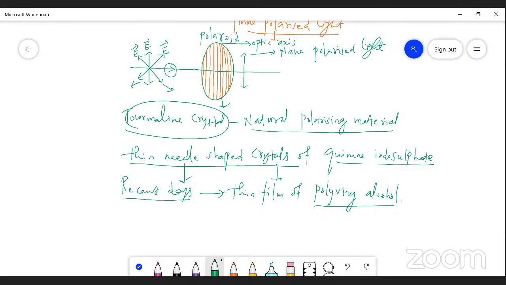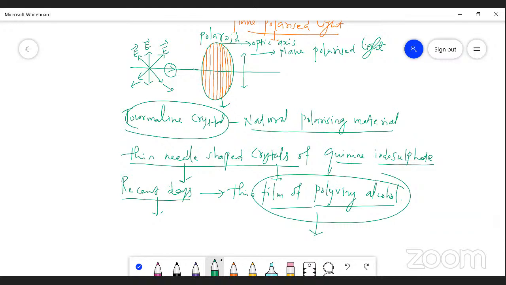So in recent days, we make a Polaroid by using thin film of polyvinyl alcohol, which transmits more plane polarized light. The emergent light from these Polaroids produces more intense plane polarized light and also acts as a better polarizer. So in this way, a polaroid or polarizer is a thin sheet of transparent material in which needle-shaped crystals are arranged parallel with their optic axis and tightly packed between thin transparent plastic sheets, which acts as a good polaroid. And in recent days, we make polaroids by using thin film of polyvinyl alcohol, which transmits more polarized light for better polarization.